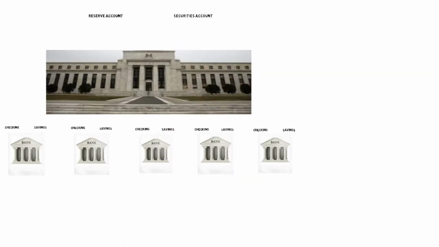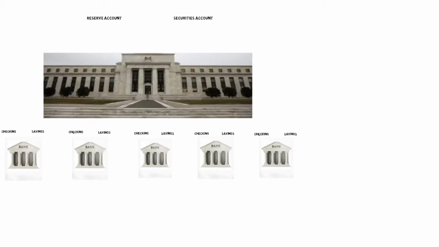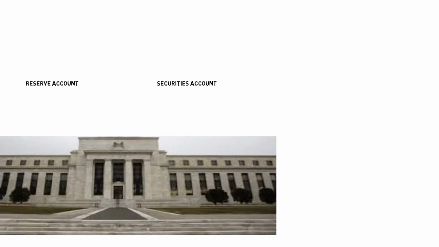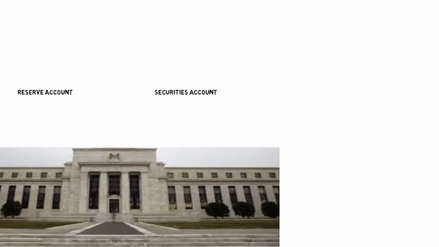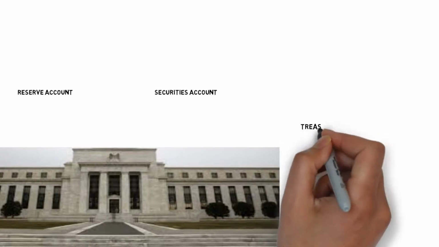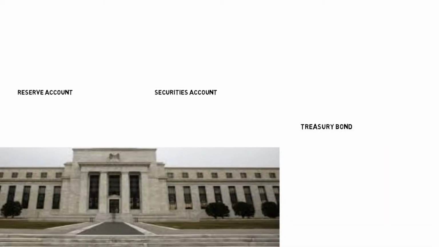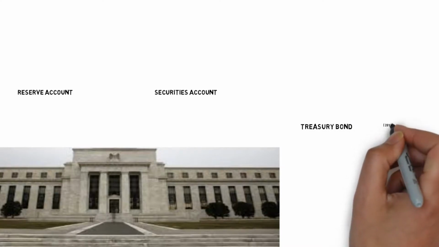Any bank with outstanding loans needs to keep a certain percentage, called a reserve requirement, liquid in the reserve account at the Fed, like a checking account at any bank. In addition, anybody that wants to can deposit their dollars in the securities account of the Fed because it earns a little interest, like a savings account at any bank. Making these deposits in the securities account of the Fed is also known as buying a U.S. Treasury bond.